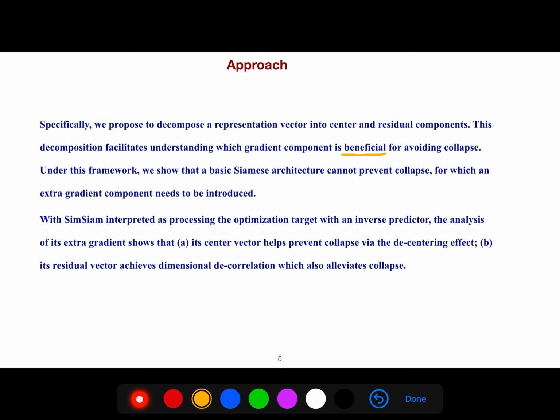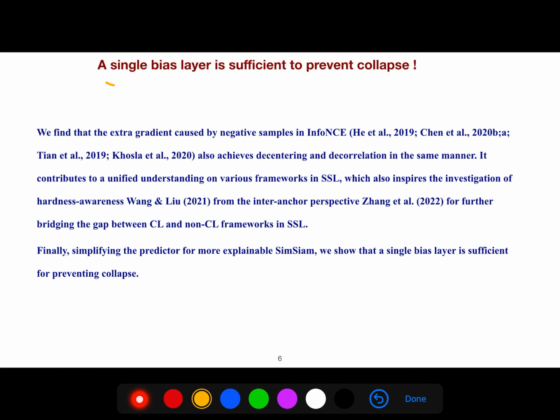Under this framework, we show that a basic Siamese architecture cannot prevent collapse, for which an extra gradient component needs to be introduced. But when SimSiam is interpreted as processing the optimization target with an inverse predictor, the analysis of its extra gradients shows that its center vector helps prevent collapse via the decentering effect, and its residual vector achieves dimensional decorrelation, which also alleviates collapse. But a single bias layer is sufficient to prevent collapse.